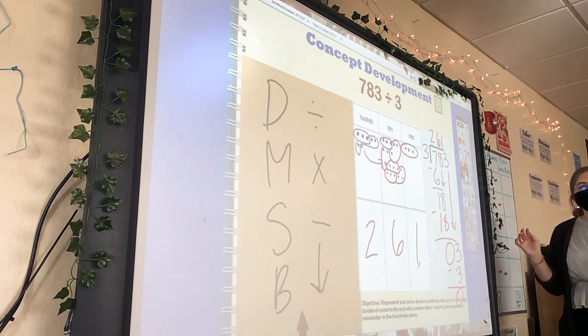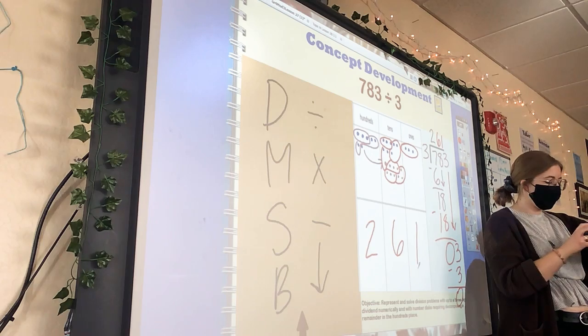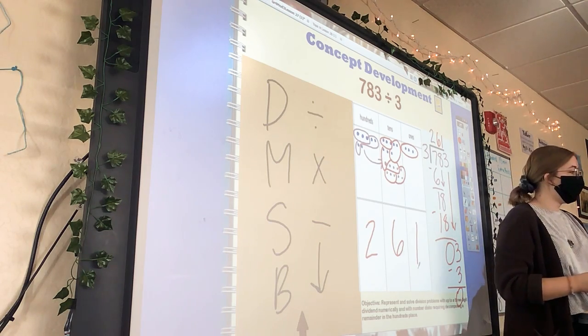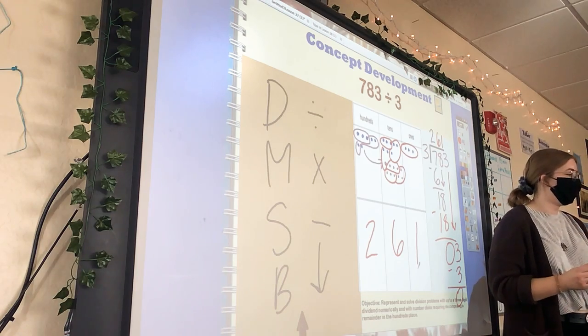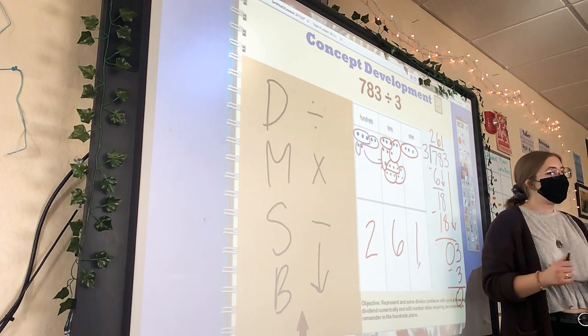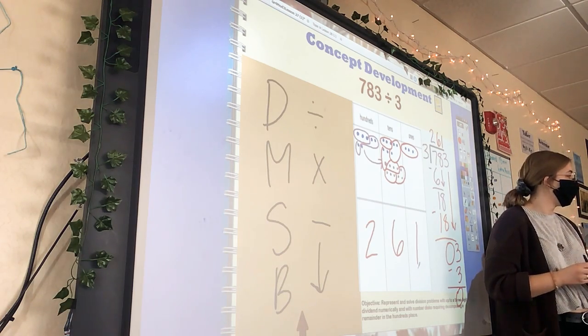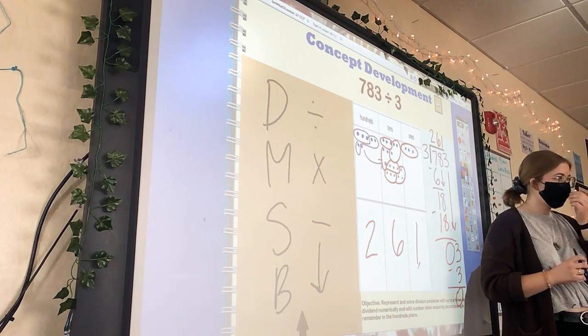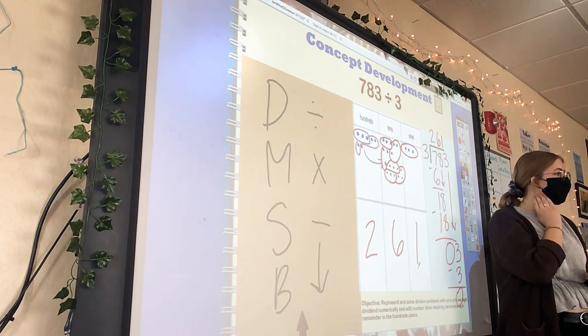Okay, please erase your board and then look up here. Well, kind of. I mean, you're going to do another one. So, keep your place value chart. You're going to do another one, but erase the work and such. Okay, quickly, come on.